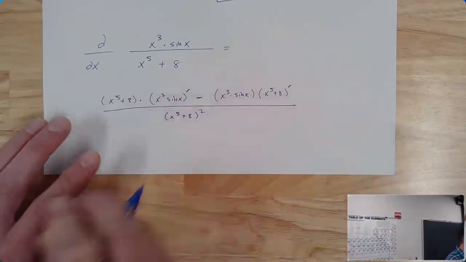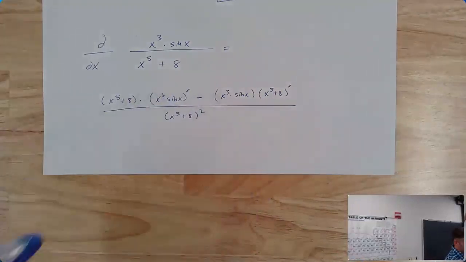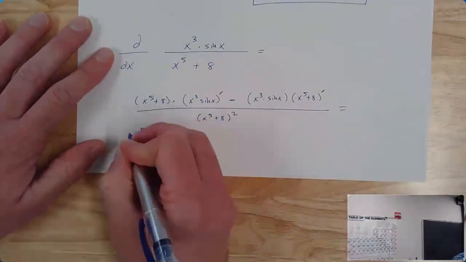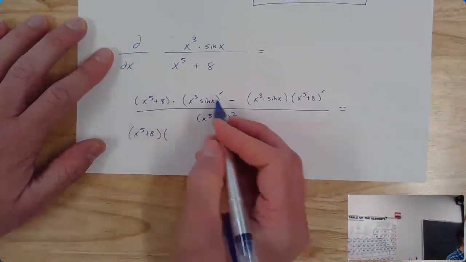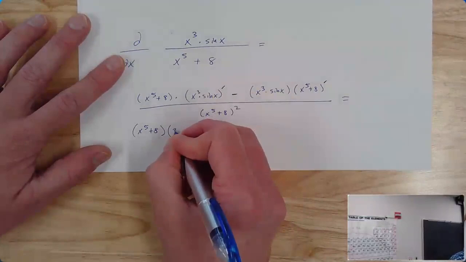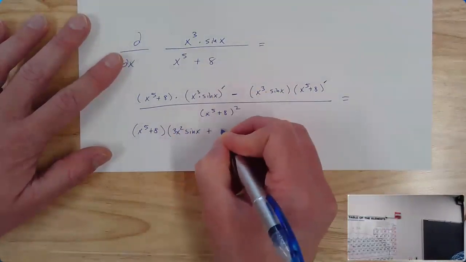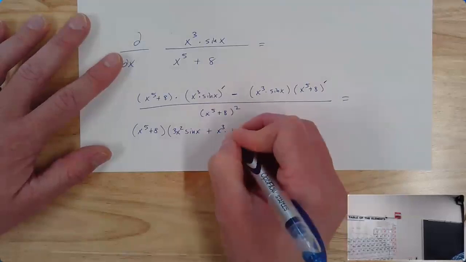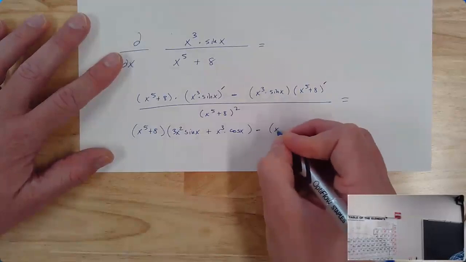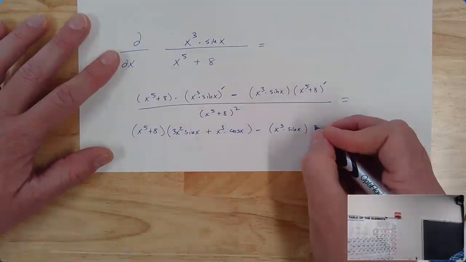Now we can't just leave it like that because you need to actually take the derivative of this. We actually have to go and take the derivative now. So then we're going to write this as x to the fifth plus 8 times, and now we're going to use the product rule to take the derivative of x cubed times sine of x. So it's the derivative of x cubed times the not derivative of sine plus the not derivative of x cubed times the derivative of sine, minus x cubed times sine of x times the derivative of x to the fifth plus 8, which is 5x to the fourth.